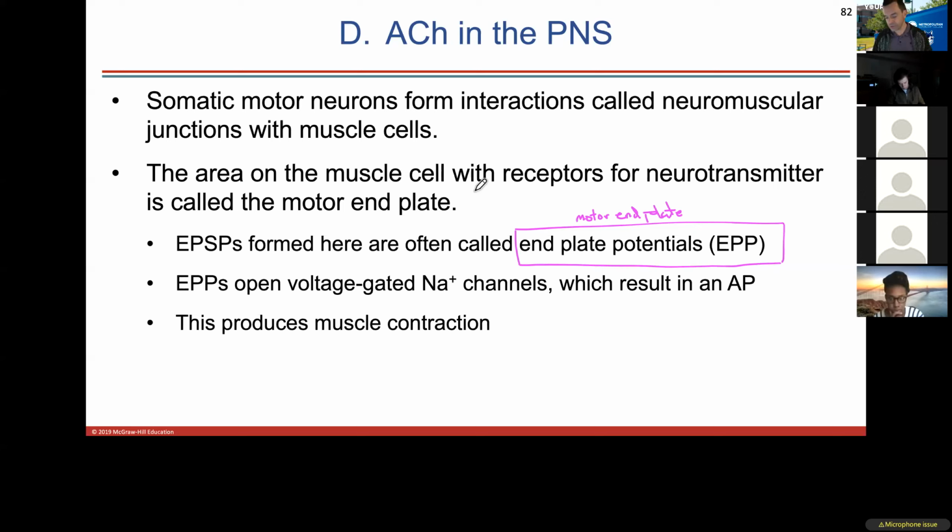Comes up to a T tubule, yada, yada, yada. You remember all that nonsense. But if we cause excitation at the end plate, if we cause an end plate potential at the motor end plate, we have excitation and the muscle contracts.